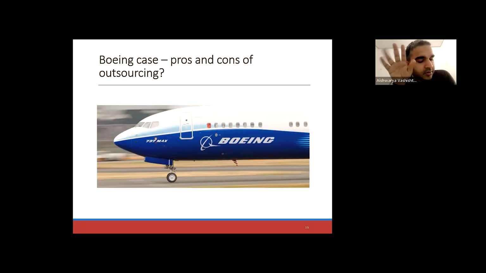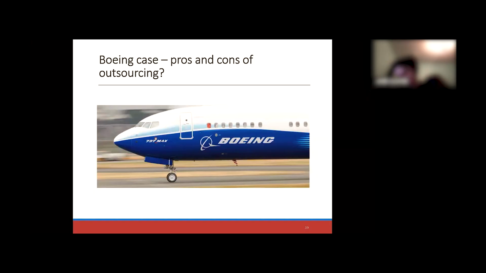So this is a true story. It actually happened, right? This is in your book as well. This example is basically from your book. So why do you think Boeing outsourced so much in the first place, and then they brought all the outsourcing back to the US? What are the pros and cons?